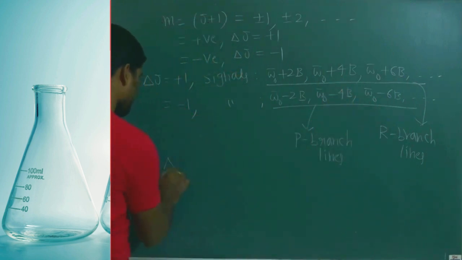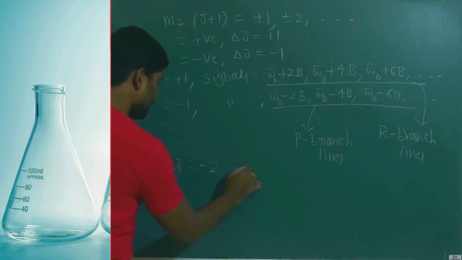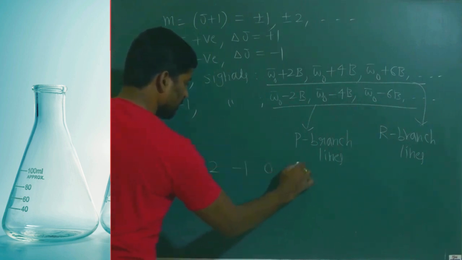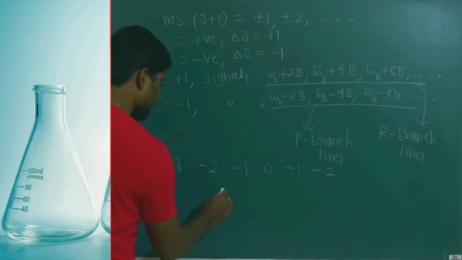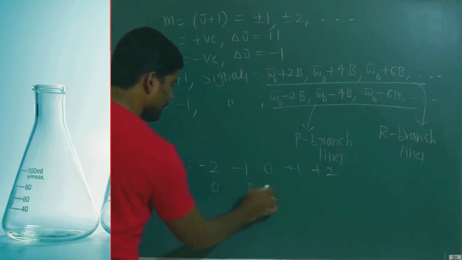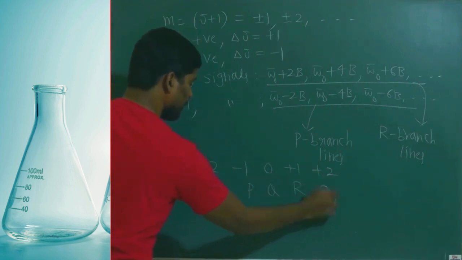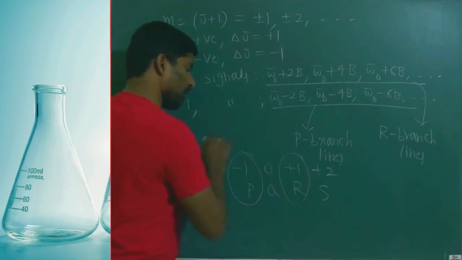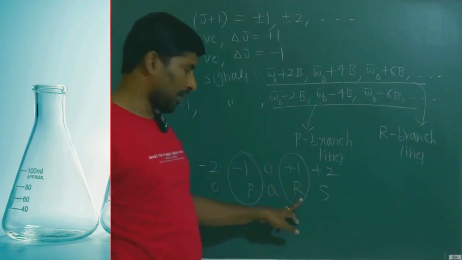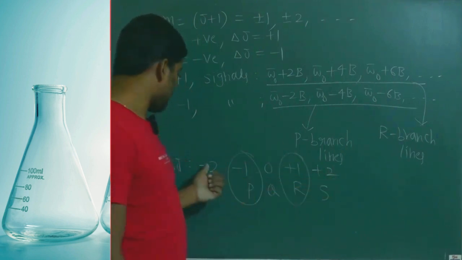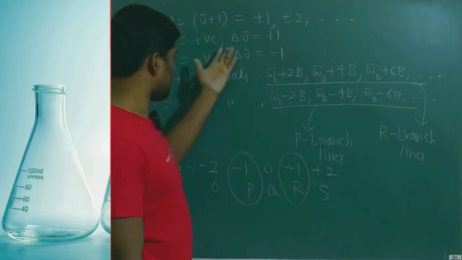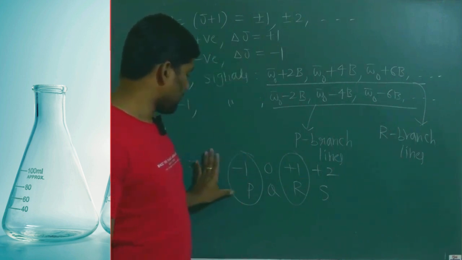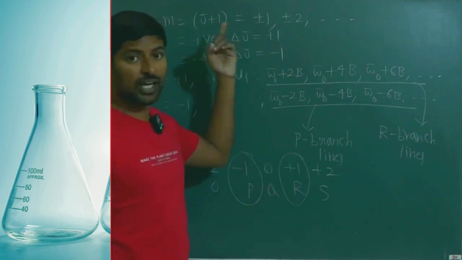And in general, delta J values can be minus 2, minus 1, 0, plus 1, plus 2: O, P, Q, R, S. So delta J equal to minus 1, such lines are called P branch lines. Delta J equal to plus 1, such lines are called R branch lines. Plus 2 is S branch, minus 2 is O branch lines. Anyhow, here O branch lines, S branch lines, and the Q branch lines are not possible.